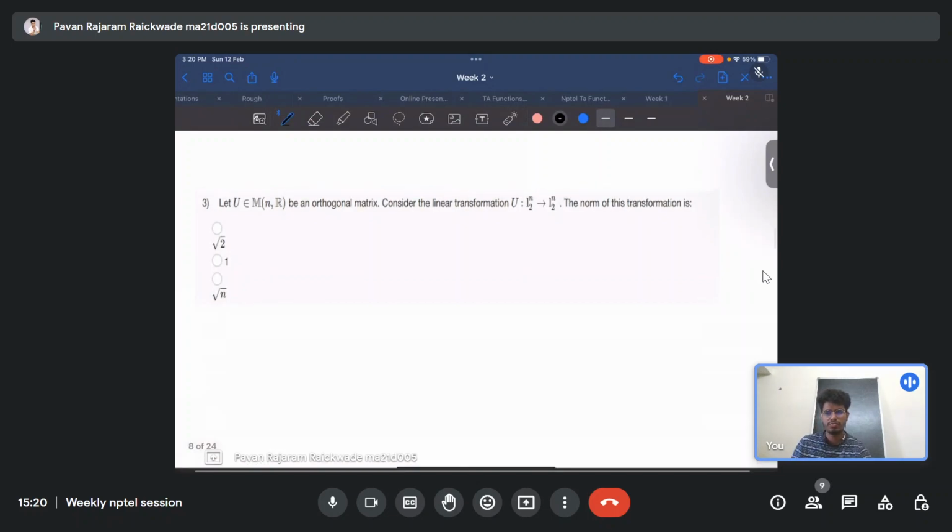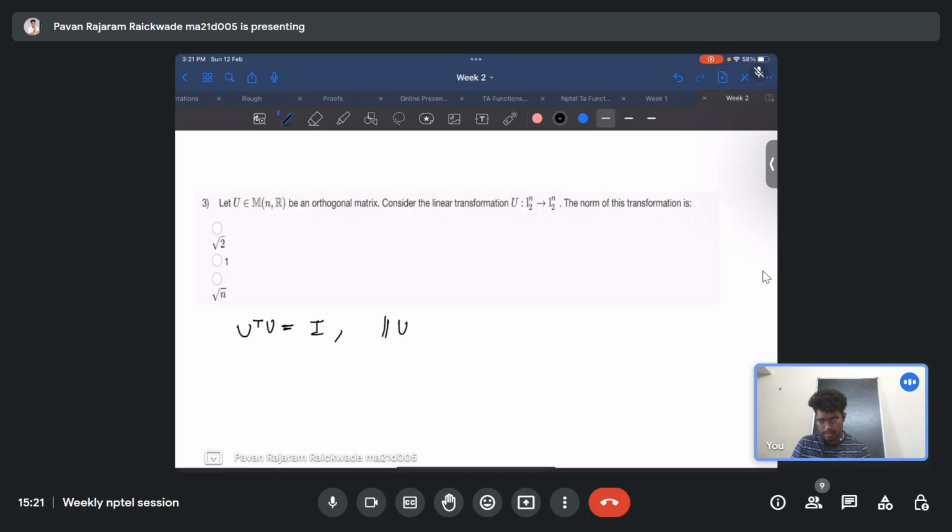What is the definition you know of an orthogonal matrix? Anyone? Inverse and transpose are the same. Yeah, inverse and transpose are the same. Okay, so basically U transpose U will be identity, right? So do you know any norm preserving properties of orthogonal matrices?